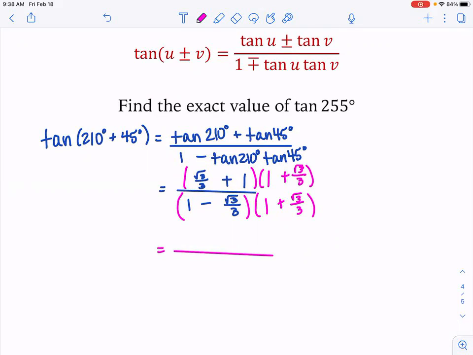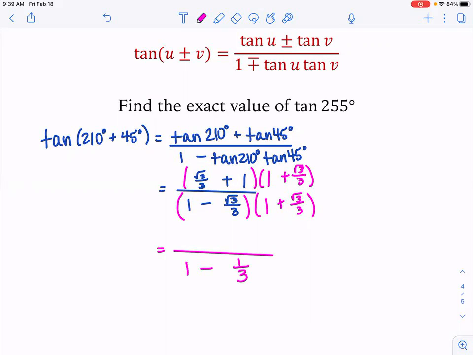Okay, so now let's talk about the denominator first. The whole point of multiplying by a conjugate is so that our middle terms cancel and we just have a squared minus b squared. So what's 1 times 1? Okay, minus b squared, radical 3 over 3 times radical 3 over 3 would be radical 9 over 9, which is 3/9, which is 1/3.